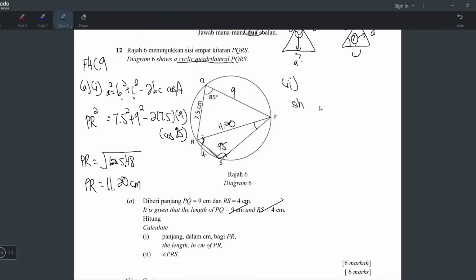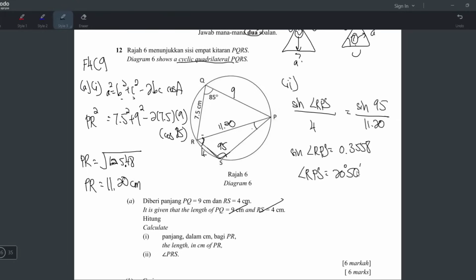So let's call it RPS. I know this is not the angle I want to find, but we need to find this angle first. So sine RPS over 4, equals the complete pair, which is sine 95 on top, 11.20 at the bottom. So now you can find sine RPS. Just press this, divide by this, times 4. I usually write 0 point something, in 4 significant figures, so 0.3558. And when you press shift sine, the calculator will only give you the quadrant 1 answer. I'll write it in degrees and minutes, so 20 degrees 50 minutes.